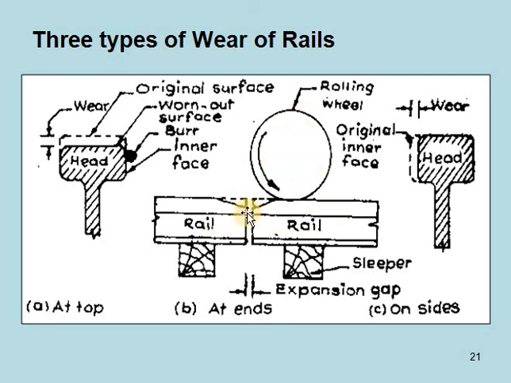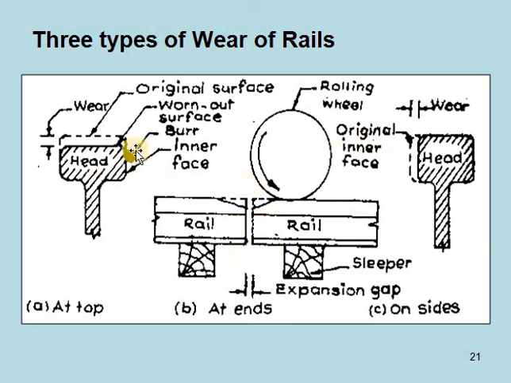When the wheel goes over this joint, sometimes the joint extends more, and sometimes it gets nearer, depending upon the load and the temperature. You can see the original inner face and this is the wear. So these three types: at the top, this one; at the ends; and on the sides. Based on these, three types of wear of rails happen. We can see these in practice: when we go near railway tracks, we can observe these three things.